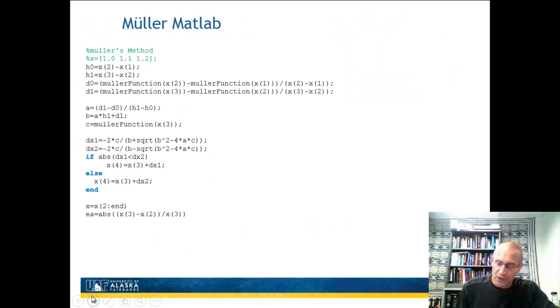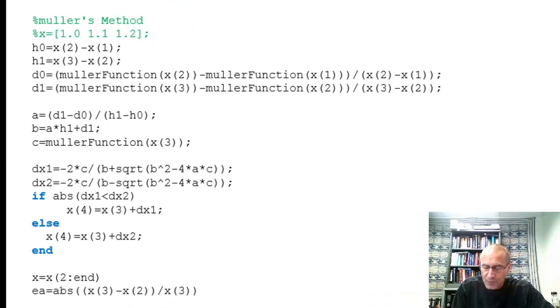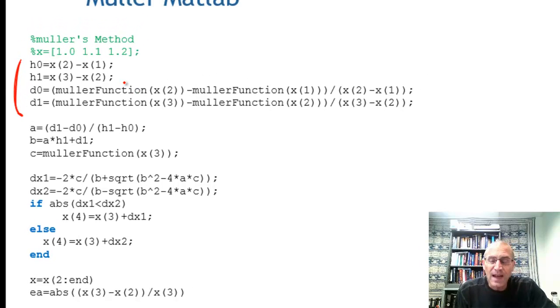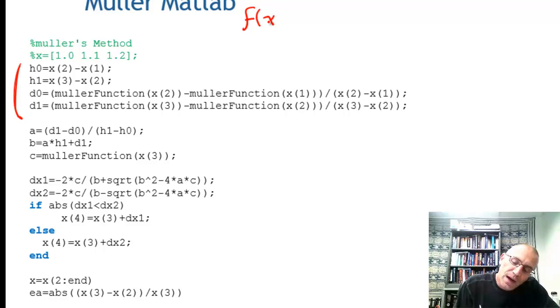Okay, so now I'm going to quickly show you an implementation of this using MATLAB. This is for Muller's method. The first four lines right over here are just those constants, h0, delta 0, and delta 1. I'm calling those d0 and d1. The Muller function is an external function. That's the function f of x equal to something, something, something. I got that in an external file. This is the big, large polynomial that I have.